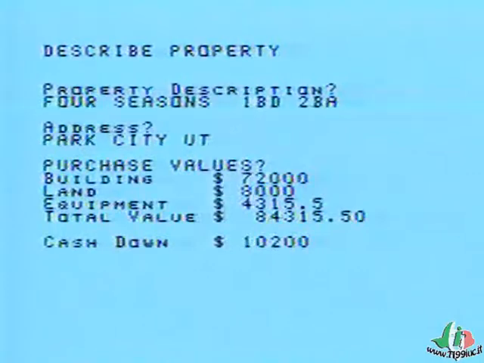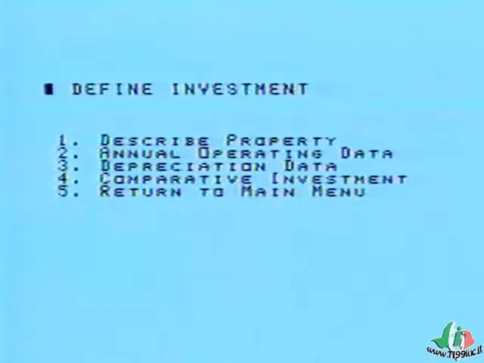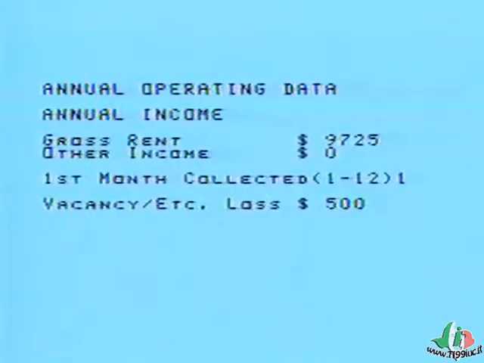He was going to put down $10,200 on it. That was the last number on there. Now let's put in annual operating data.